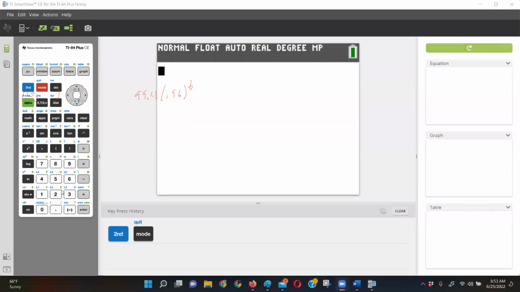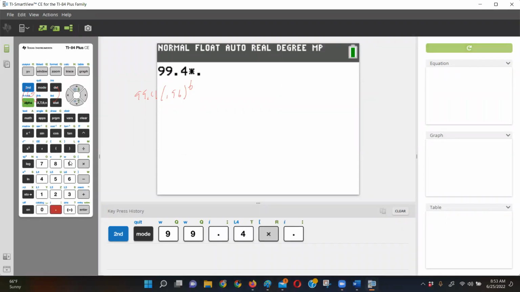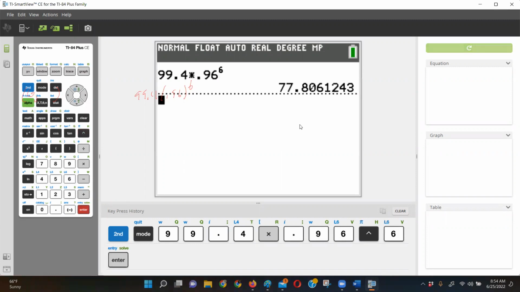So we'll evaluate that. 99.4 times 0.96. Now we know this is the decay equation, don't we? Raised to the 6th power. So 77.8. I mean, for us, 77, 78 would be great. For my OpenMath, we probably want to not do too much rounding yet.